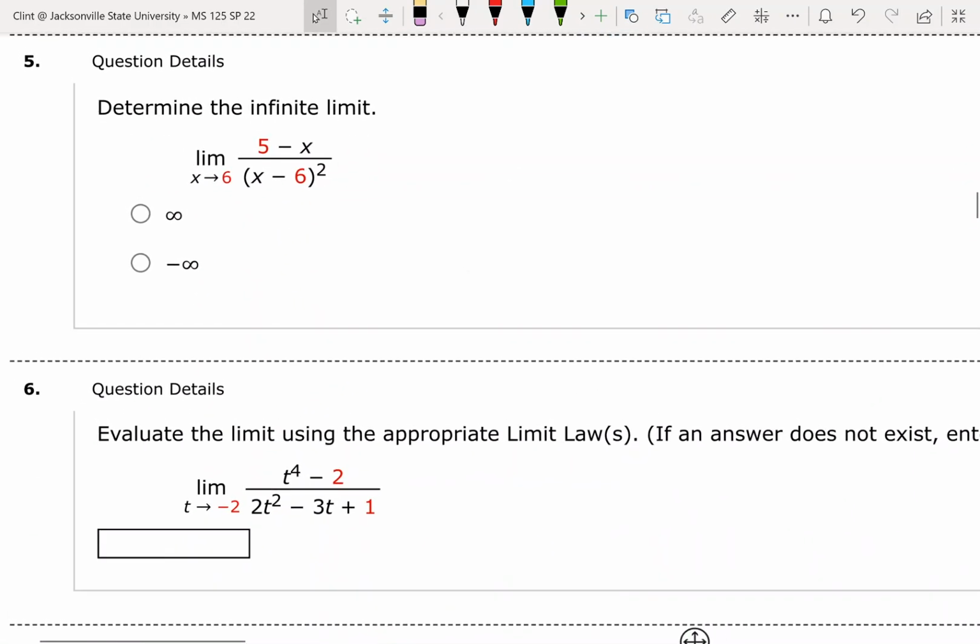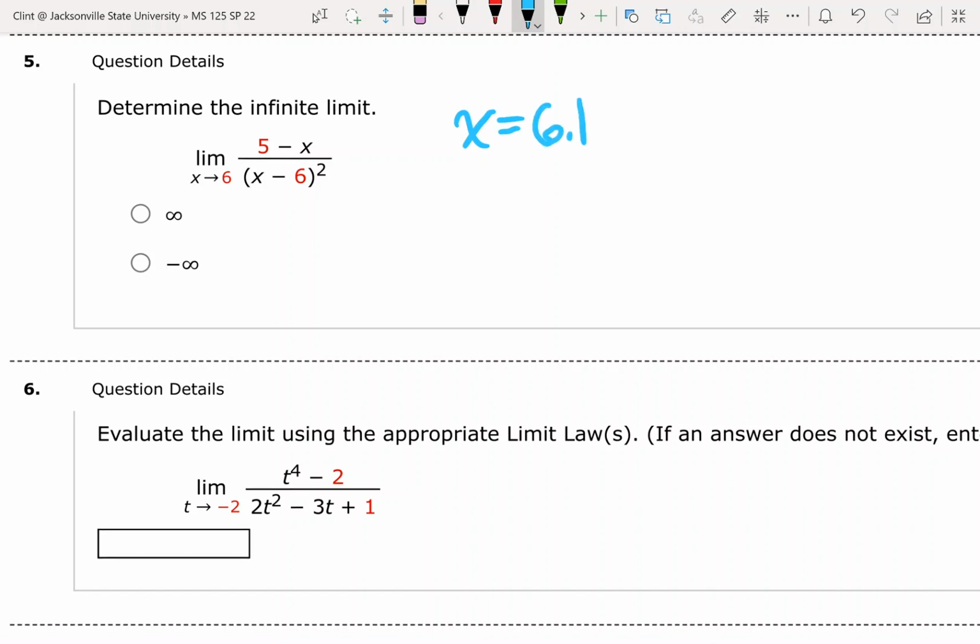5, same kind of problem. On this one, we're looking at both sides, though. We're looking at both sides, so we need a test value. If you're doing test values, you need a test value on both sides. Or you could just figure out the sign. Okay, if you want to do it that way, that's fine. So maybe on the right side, try 6.1.